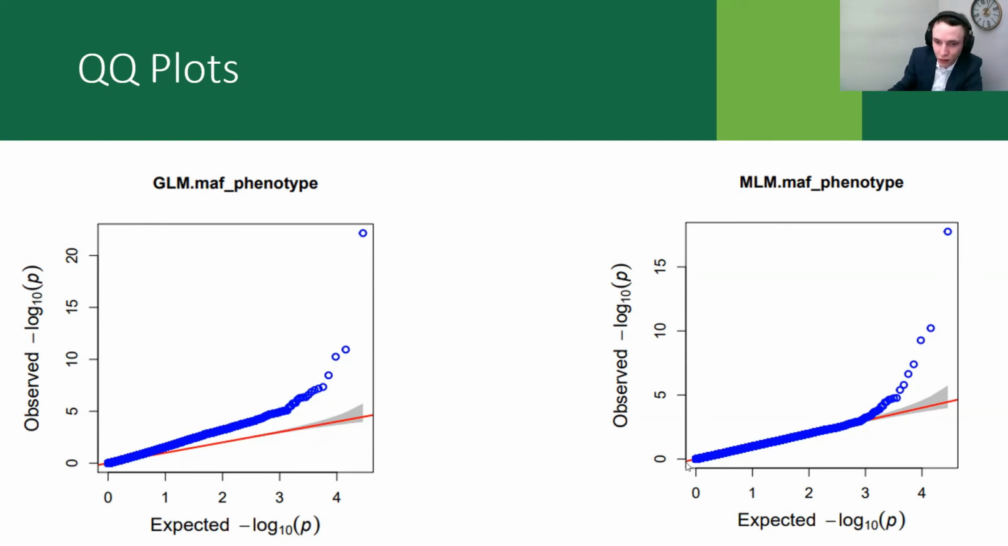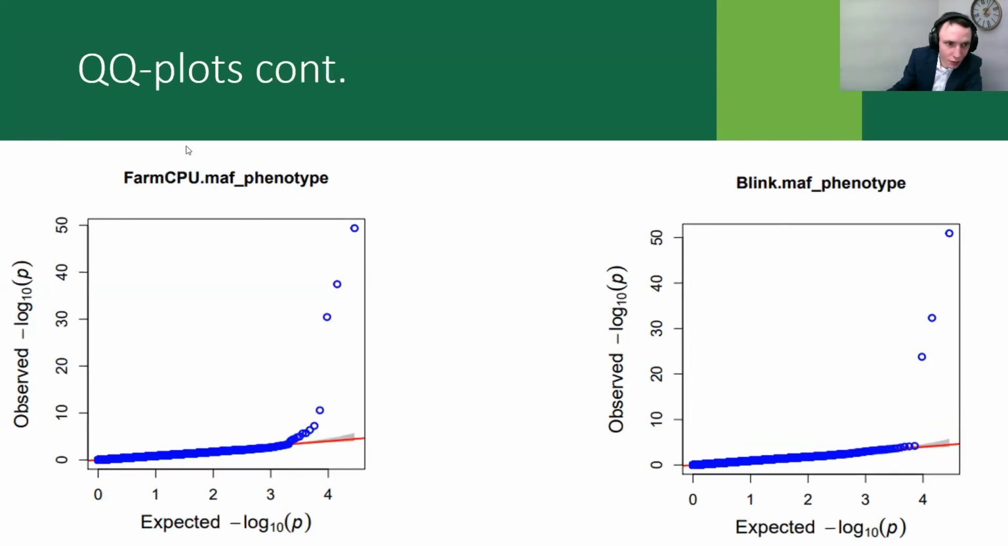The mixed linear model closely follows the expected line until we start to look at very extreme p-values, which start to deviate, which is much more of what we expect. Moving to our two other models, we see a similar thing to the mixed linear model.